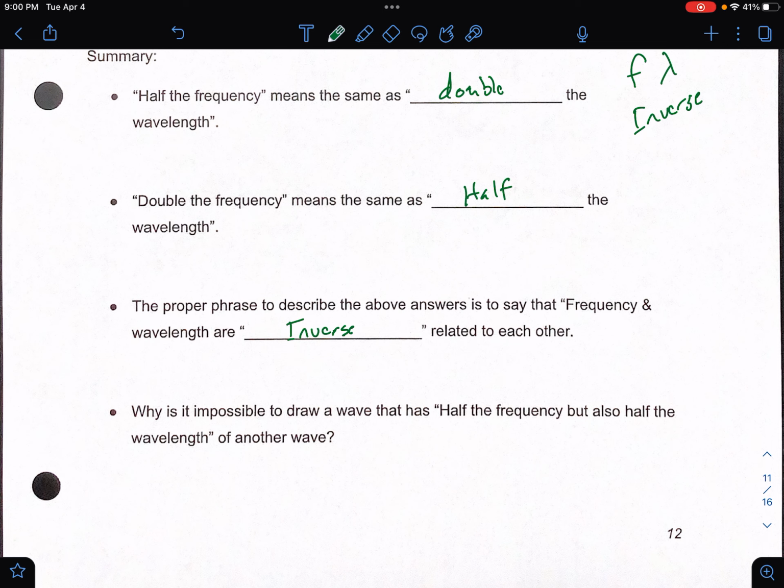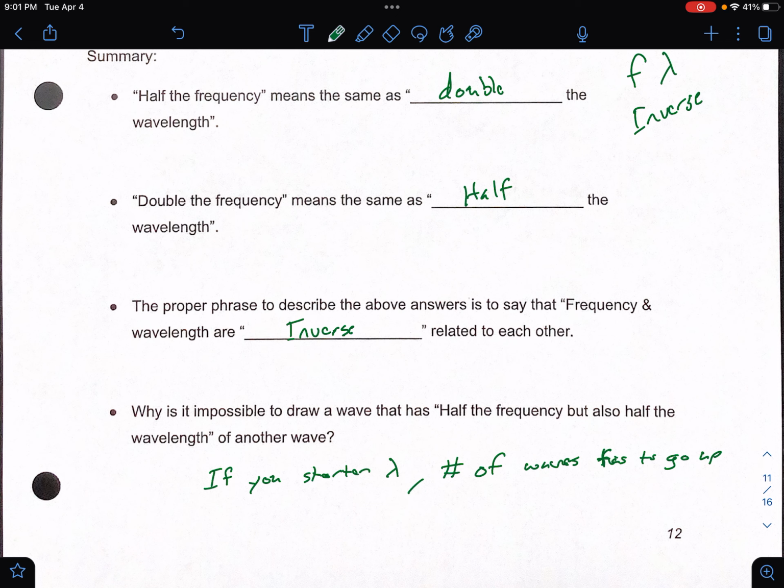So why is it impossible to draw a wave that has half the frequency but also half the wavelength? Because if you shorten the wavelength, the number of waves has to go up. If you actually make that wave shorter, it only makes sense that there's going to be more waves in that amount of time. If you make those waves longer, there will be a lesser amount of waves in that amount of time.